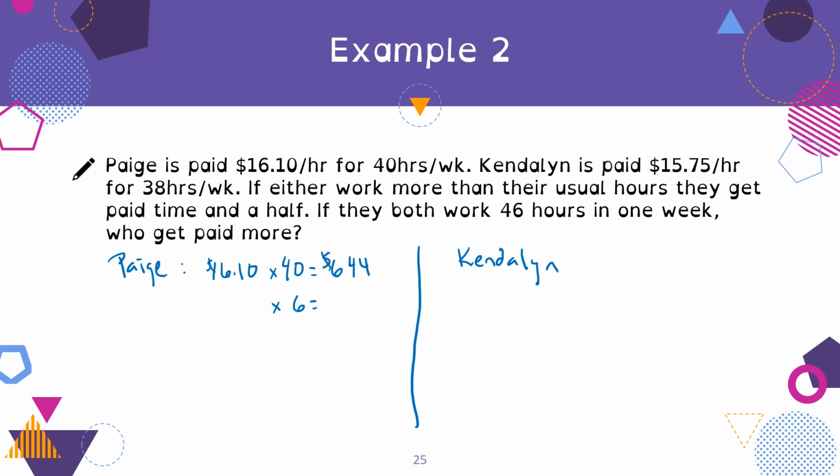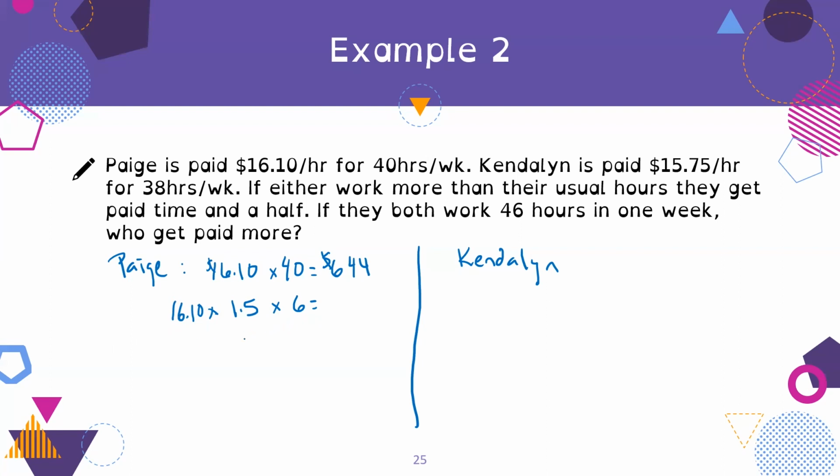Okay, so then for overtime, we know it's going to be only 6 hours. They only work 6 hours of overtime. So 6 hours is how much we're going to multiply by. And then we do $16.10 times 1.5 times 6. You can do this in 2 steps. You could just find their overtime rate, $16.10 times 1.5, and then multiply it by 6, or you can do it all in 1 step.